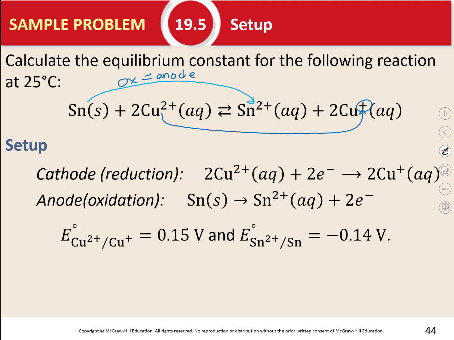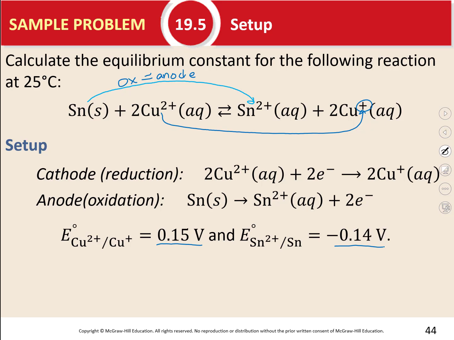So the copper 2 plus to copper plus from the table is 0.15 volts. Again, be careful you're not grabbing the first one you see. Make sure it's the one that goes down to +1, not down to no charge. Well, tin is negative 0.14 volts.